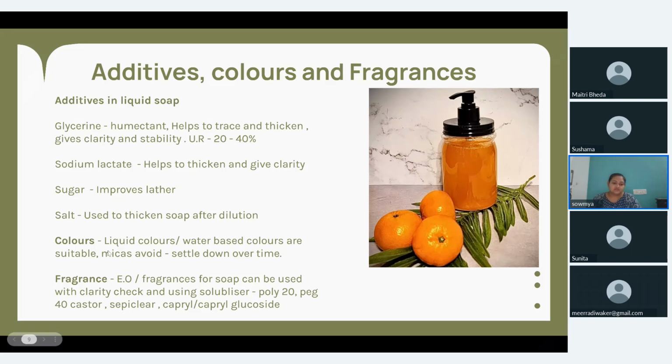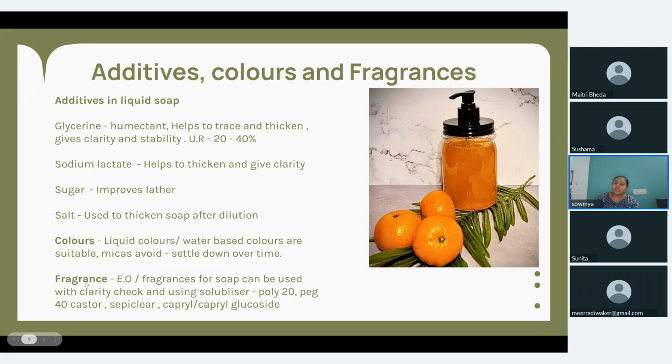Then colors, I always recommend to use liquid colors or water based colors, which are suitable here. I tried to use natural colorants like Manjishta, but it did not give me very good result. So I don't suggest to use any natural colorants. Go for whatever is synthetically available. Micas you cannot use to color the liquid soap because the mica particles are a little heavy, so they will settle at the bottom, and they will not be uniformly suspended in the liquid soap. So that is why we don't use micas for coloring them.